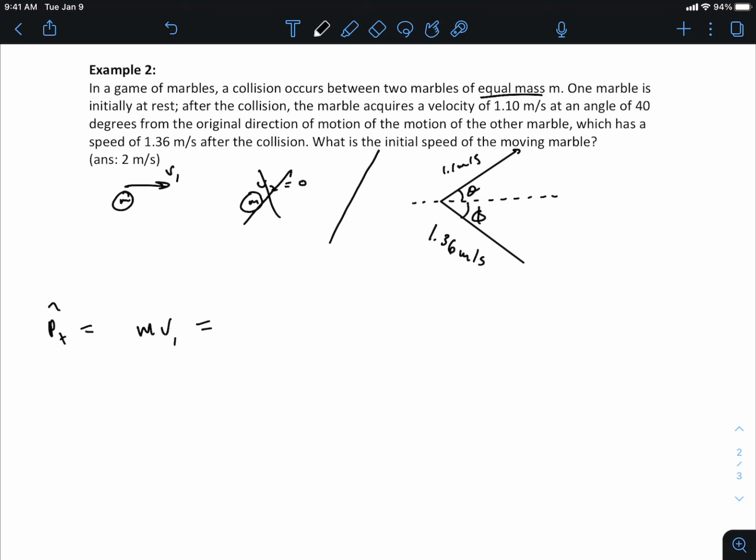And then that has to equal, and we'll do this question the same way. I'll split it up, where we do all the work for the x on the left and then all the work on the right for the y. Afterwards, we're going to have some momentum from mv1 prime cosine theta. And then we're also going to have mv2 prime cosine of phi.